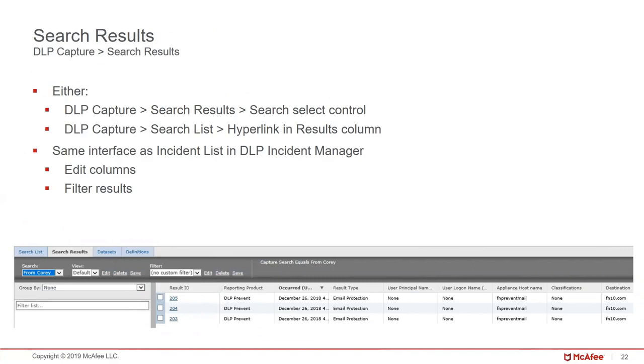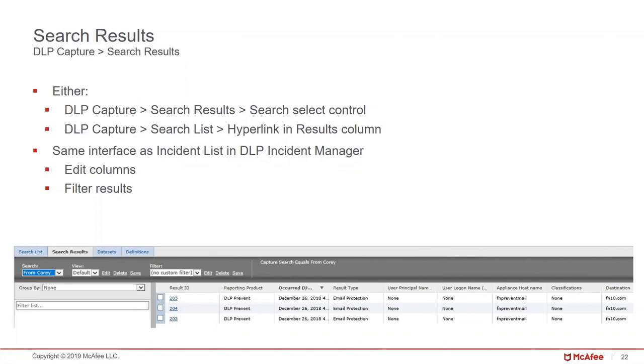Okay, and so looking at search results, there are actually 2 different ways that you can access this information, both under the DLP Capture console. There's a search results tab that you can go to that will actually show your search results. Or in the search list, there's a results column which gives you a numeric value representing the number of results that you got from your scan. If you click on that, that will bring you to the search results specifically for that scan.